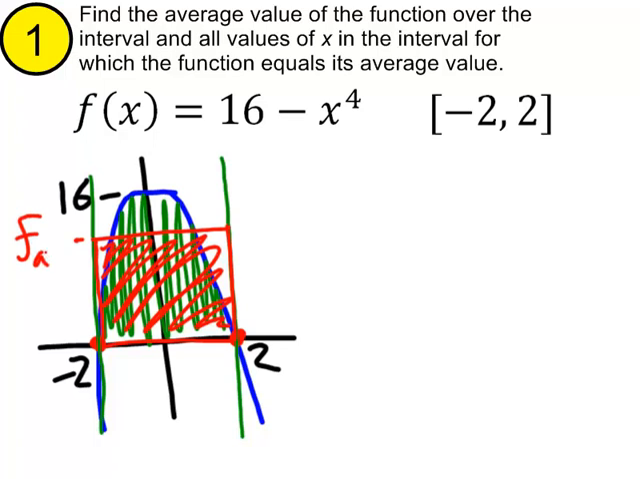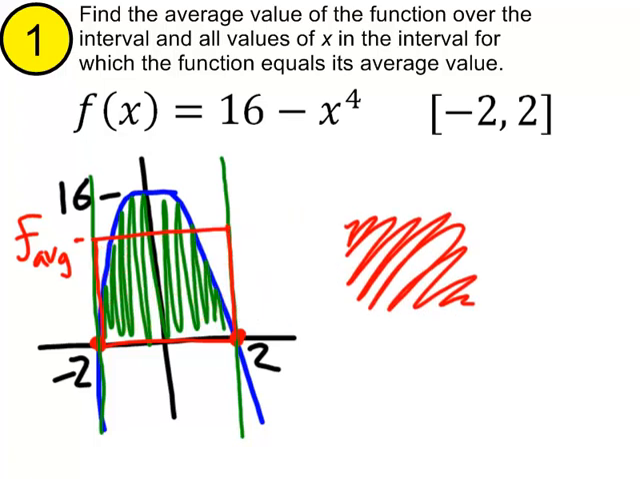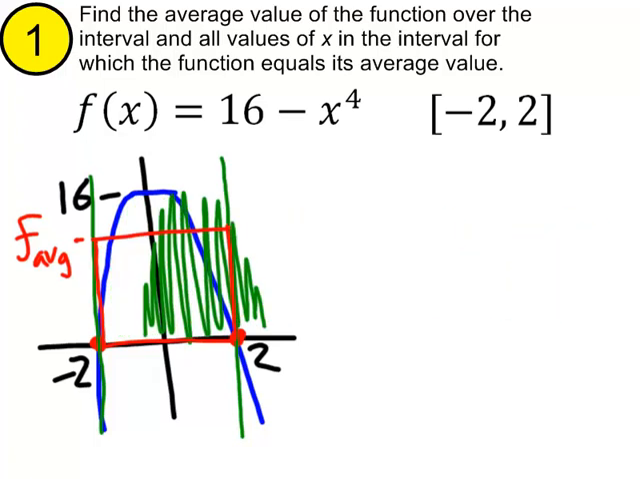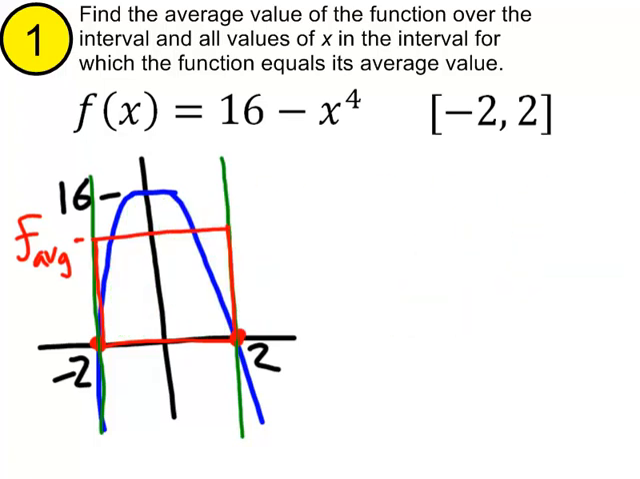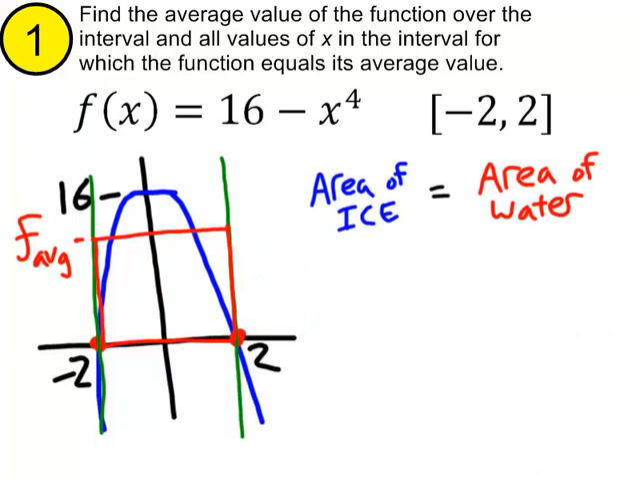And I'll just write that as F average. So let's write an equation for what was just stated, that the area of the ice will be equal to the area of the water. The area of ice is just going to be the definite integral from -2 to +2 of our function, 16 minus x to the 4th dx.